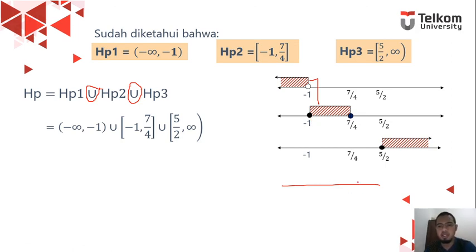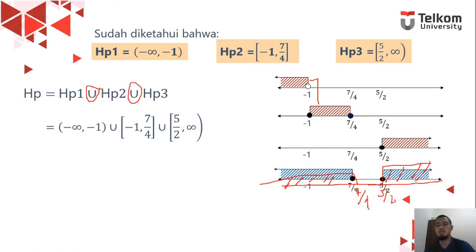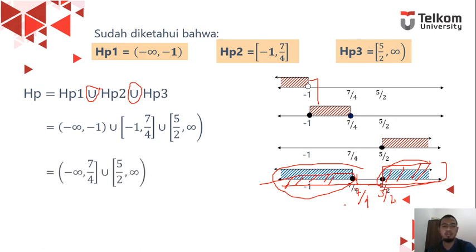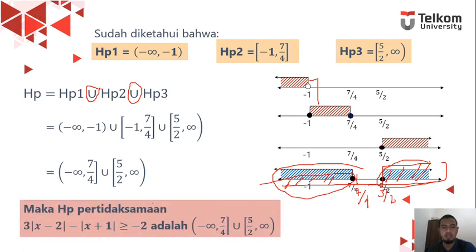So we will get this result from the 7/4 all. And for this one, we have this result. This is 7/4, and this one is 5/2. So it will be this area. Okay, so we can conclude that the result is minus infinity until 7/4 union 5/2 until positive infinity. So we have finished finding the result.